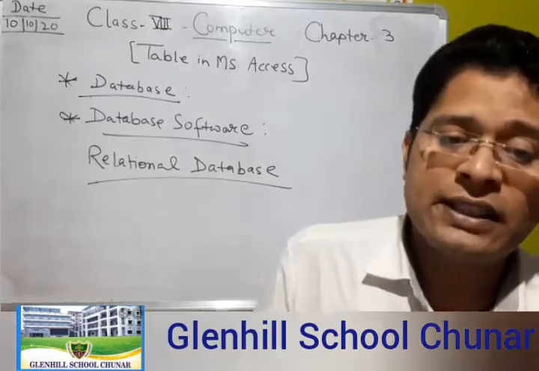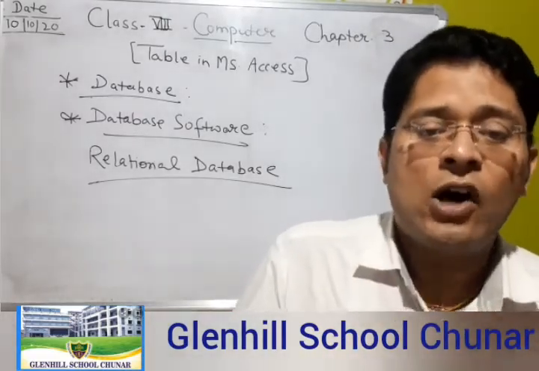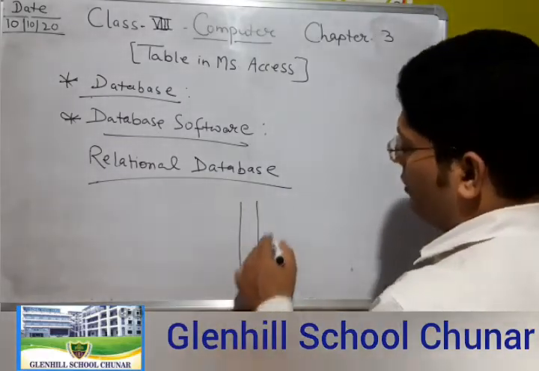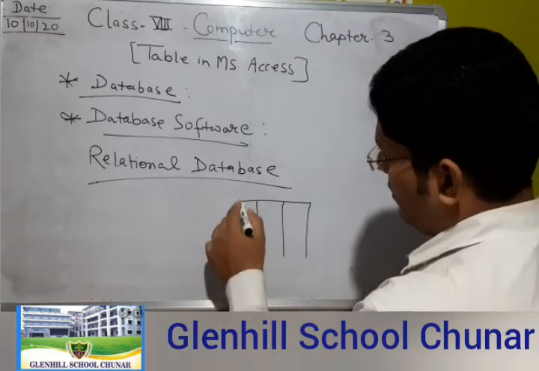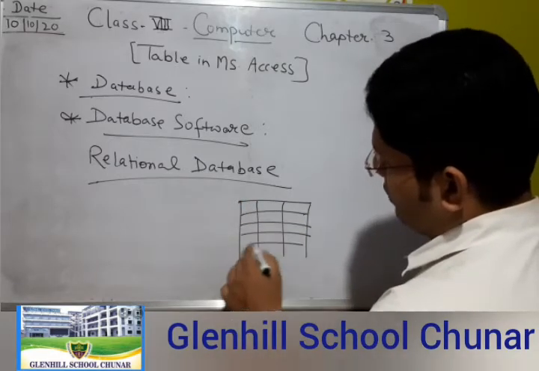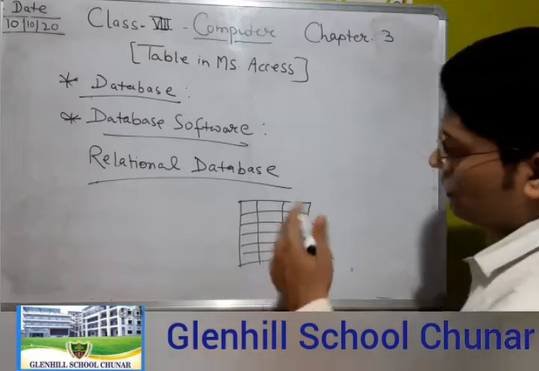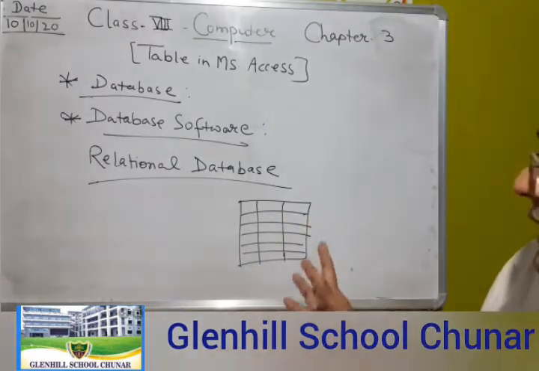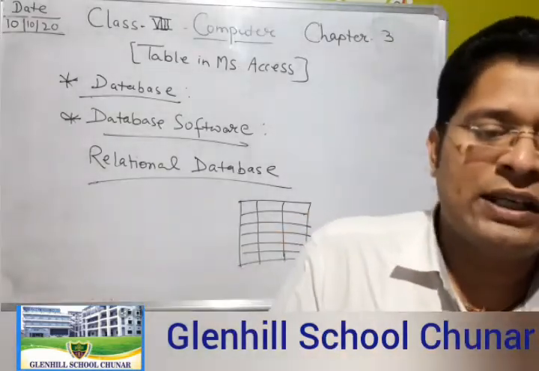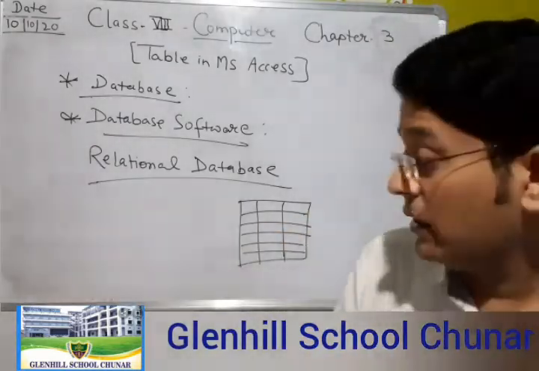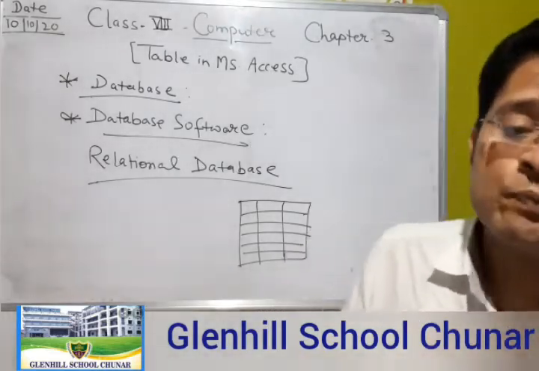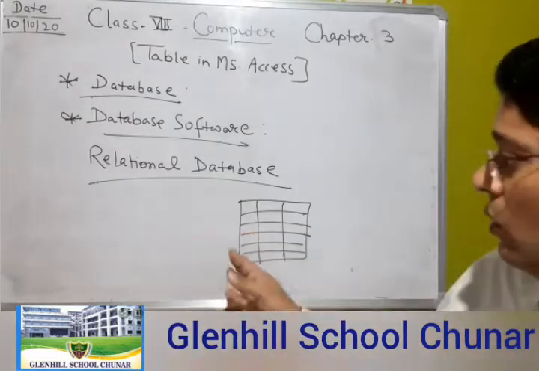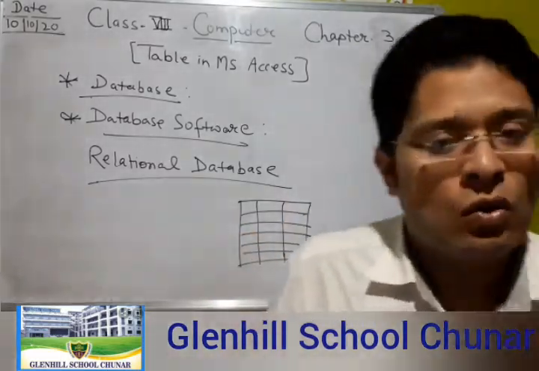So a database is a collection of tables organized in rows and columns. In other words, we can say that a database is a collection of tables organized in rows and columns.